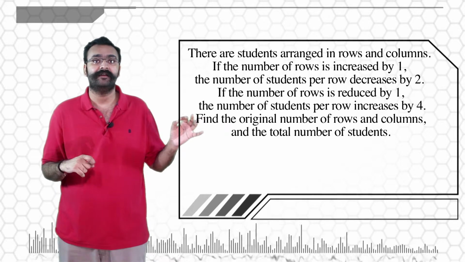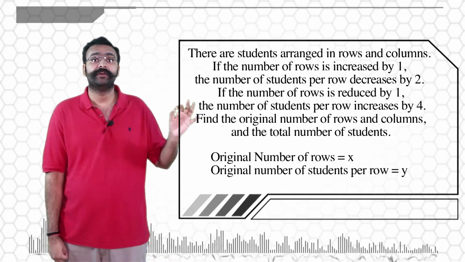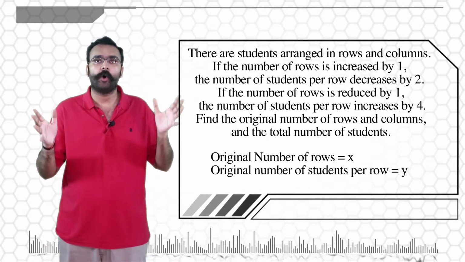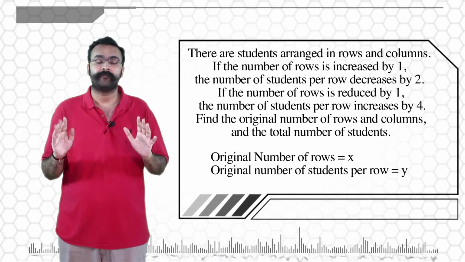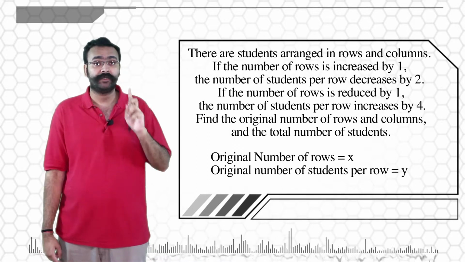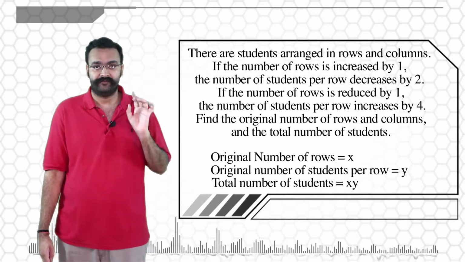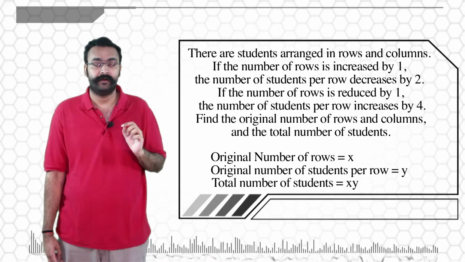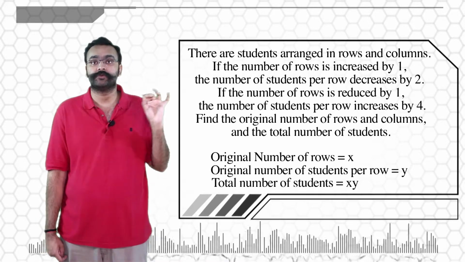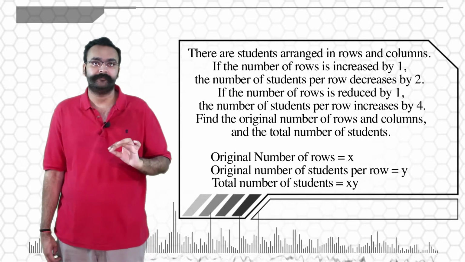So we're going to say let the original number of rows be x and the original number of columns, or number of students per row, is y. This means the total number of students must be x into y. Fairly logical, like in our 8 by 3 case, it's 8 into 3, 24. This is what we will use to solve the question. Our total number of students is x into y.